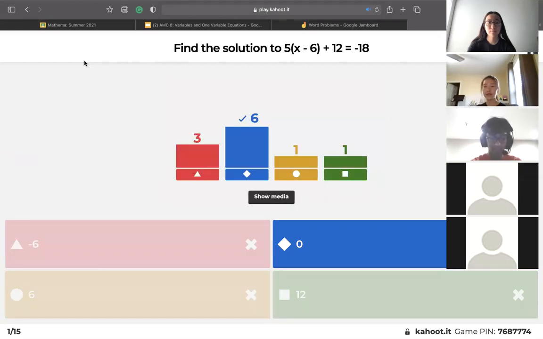So the answer is 0. First you would subtract 12 from both sides to get 5 times the quantity of x minus 6 is equal to negative 30. Then you would divide both sides by 5, which would give you x minus 6 is equal to negative 6. And then you add 6 to both sides, which gives you x equals 0.